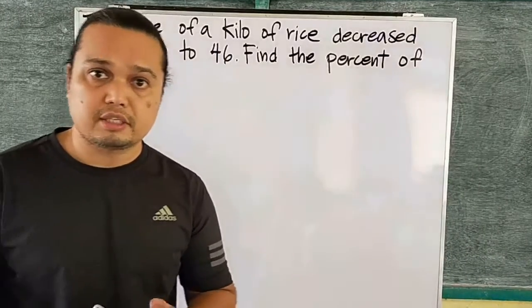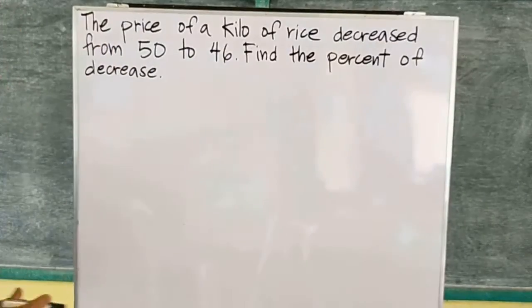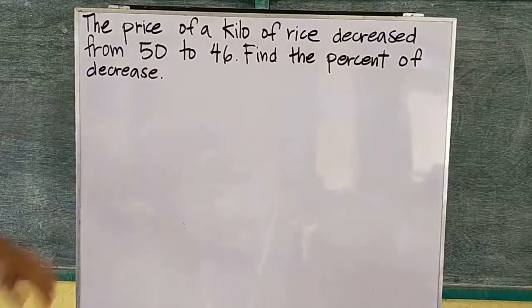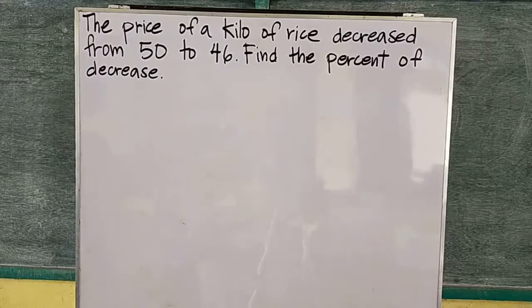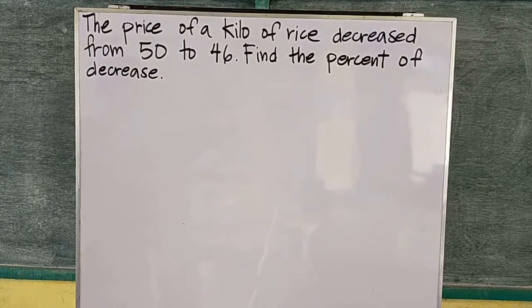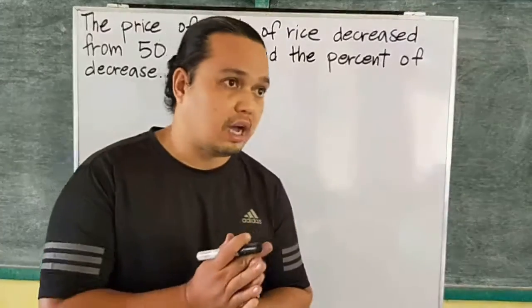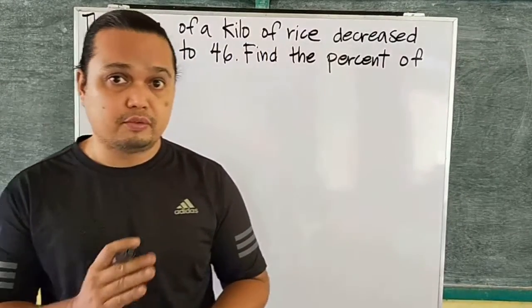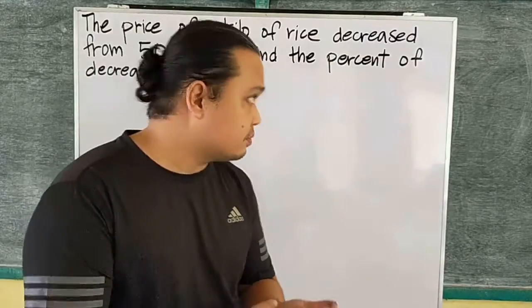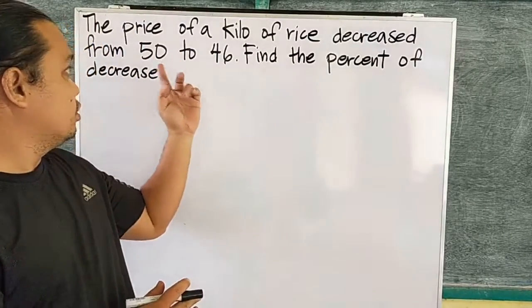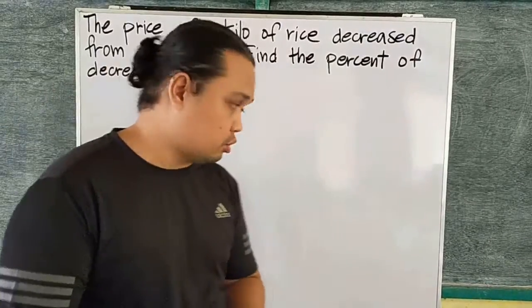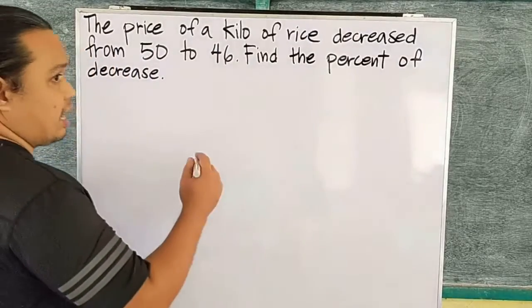Okay, for our next example then, we have here the price of a kilo of rice decreased from 50 to 46. Find the percent of decrease. Okay, so there was a change of the price of rice, from 50 to 46. So we have to analyze that.